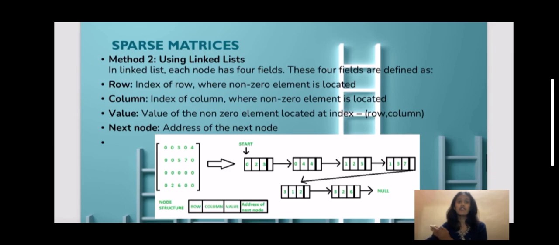So that is why you're having something called a next node. So what is your row representation? It stores the index of the row, the index of the column of the non-zero element, and the value, the non-zero element, whichever is there at that index of the row and column, that element will be represented. So here in the node structure, you can see the first thing is the row, then the column, and then the value and the address of the next node.